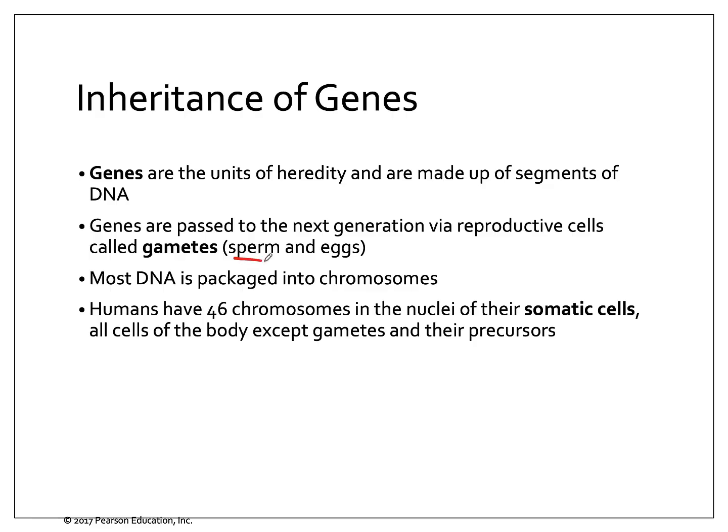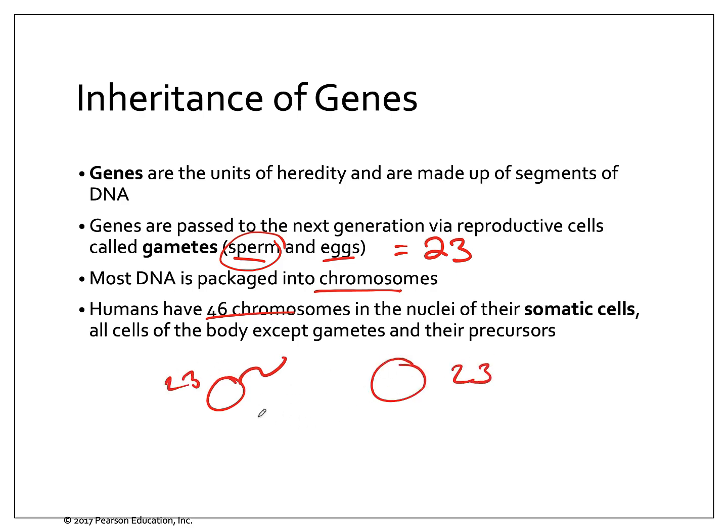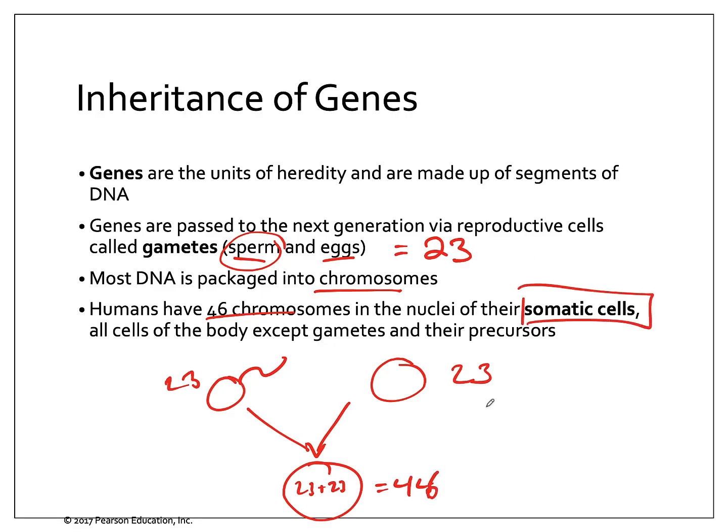So these gametes are sperm and eggs, and our DNA is packaged into linear chromosomes. So again, humans have 46 chromosomes. A sperm cell and an egg cell are haploid, meaning that they're only going to have 23 chromosomes. That way, when you have a sperm and an egg, which each have 23, and they come together to form the next offspring, that's going to have 23 plus 23, which is going to give us our 46 chromosomes that we need to have for body cells.